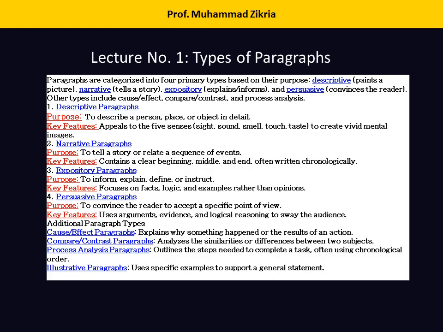Additional types of paragraph include the cause and effect paragraph. Its main purpose is to explain why something happened or the results of an action. A compare and contrast paragraph is written to analyze the similarities or differences between two subjects or topics. A process analysis paragraph is written to outline the steps needed to complete a task, often using chronological order. An illustrative paragraph is written to use specific examples to support a general statement.